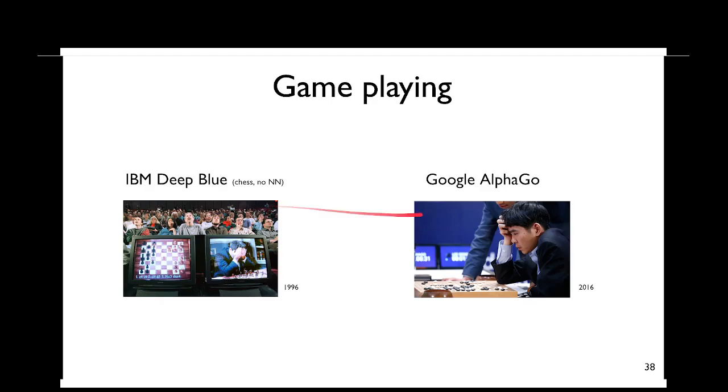But Go has an even larger search space than chess has, and so that meant Go was much more difficult to tackle. And at the time in '96, it was not possible to tackle Go. It was only possible to do chess. 20 years on, with the help of neural networks, AlphaGo was released, developed by DeepMind, the daughter company of Google.